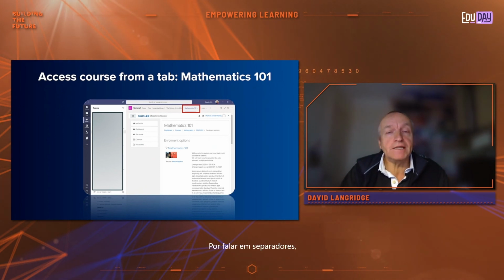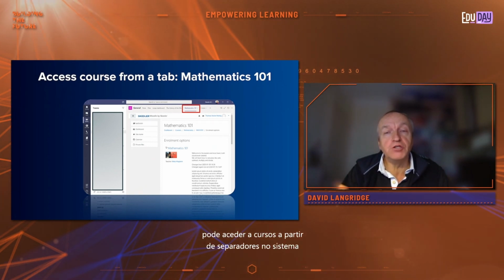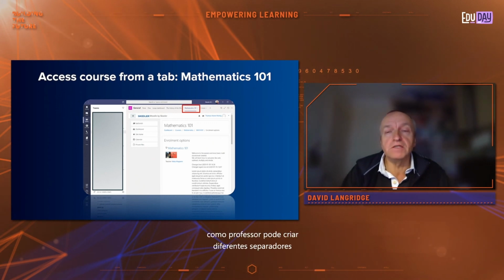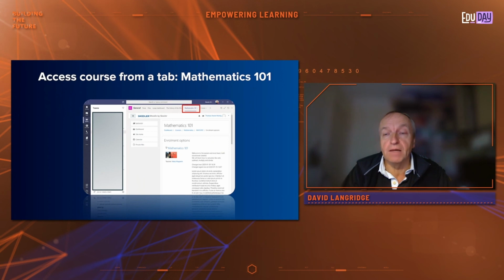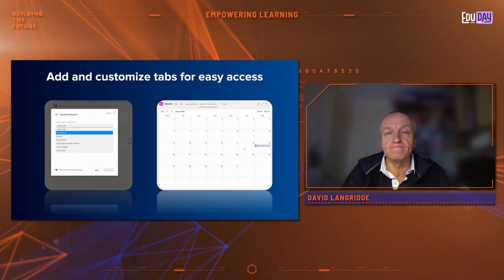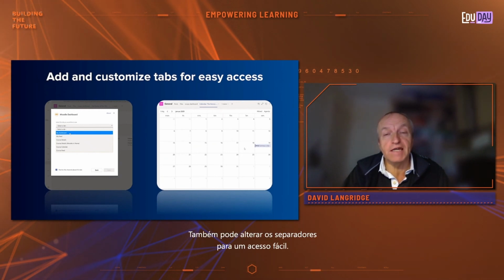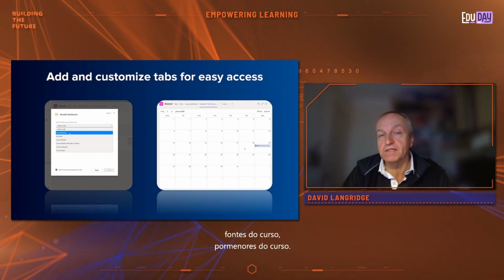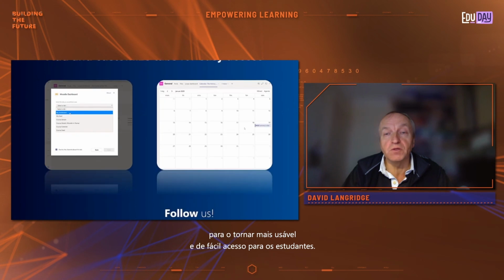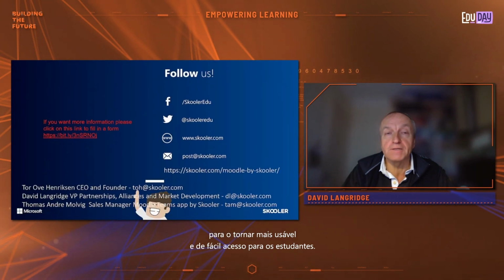Talking of tabs, you can access courses from tabs within the system, and you can add further tabs. If you've got the correct permissions, then as a teacher you can set up multiple tabs within that Teams environment to give the students access to further things nice and simply. You can also customize tabs for easy access. So for example, showing things like calendar, course feeds, course details, all that can be added within the system to make it more usable and easy for the students to access.